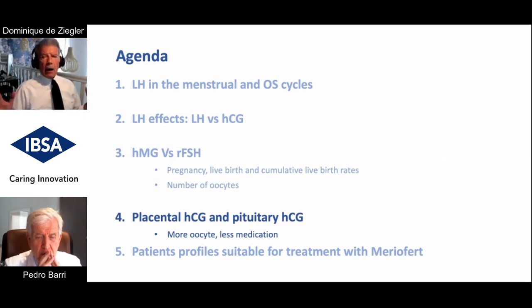Now, we talk about hCG, but you know what? There is hCG and hCG. There is hCG of placental origin and hCG of pituitary origin. And these are not exactly the same. There is a difference, not in the quality of oocytes, but there is a difference in the number of oocytes.